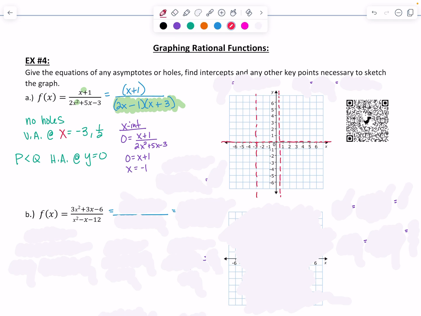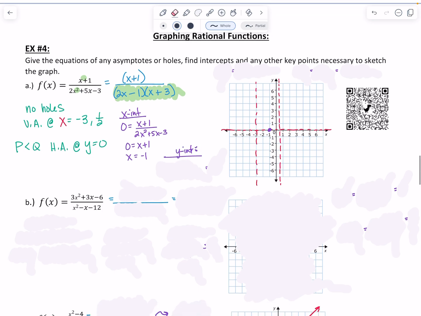So I know also on my graph that my graph is going to touch the x-axis at -1, -1 comma 0. What about y-intercepts? We can find y-intercepts by plugging in 0 for x. So in my function, let's plug in 0 for all of the x values in the numerator and the denominator. Let's simplify, and it looks like there is a y-intercept at -1/3.